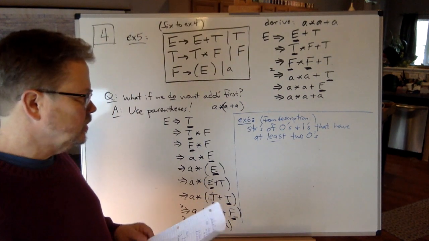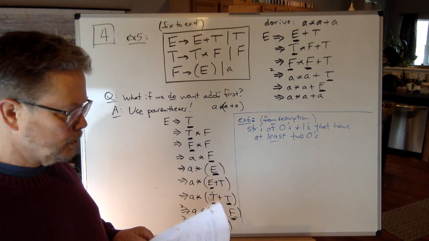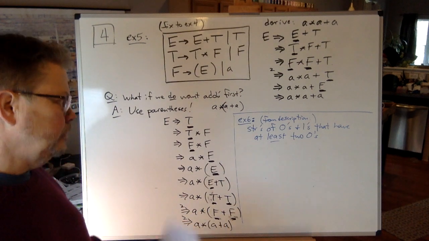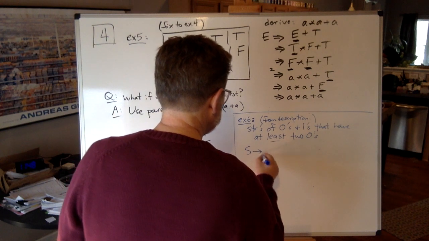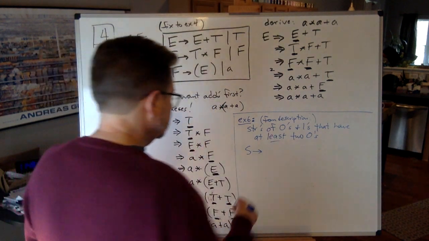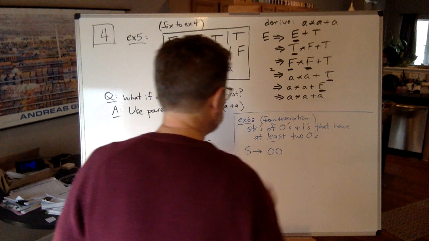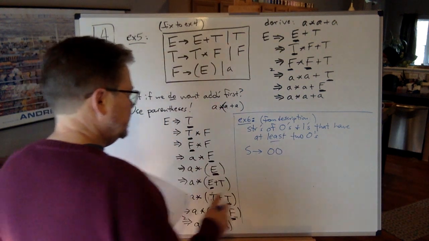You got that language all visualized and pictured in your mind? Well, it could be easier. Here's the start symbol. S goes to, you know what? You got to have 2 zeros. Just get them out of the way. 0, 0. We don't want to stop there.